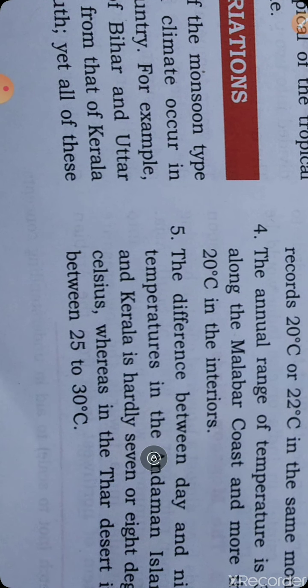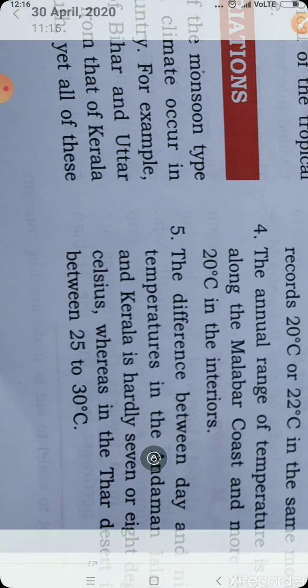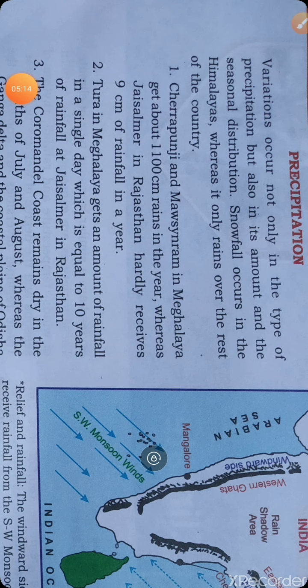The annual range of temperature is 3 degrees Celsius along the Malabar coast and more than 20 degrees Celsius in the interiors. The difference between the day and night temperature in the Andaman Islands and Kerala is hardly 7 or 8 degrees Celsius, whereas in the Thar Desert it is between 25 to 30 degrees Celsius. So this is what we have to keep in mind.